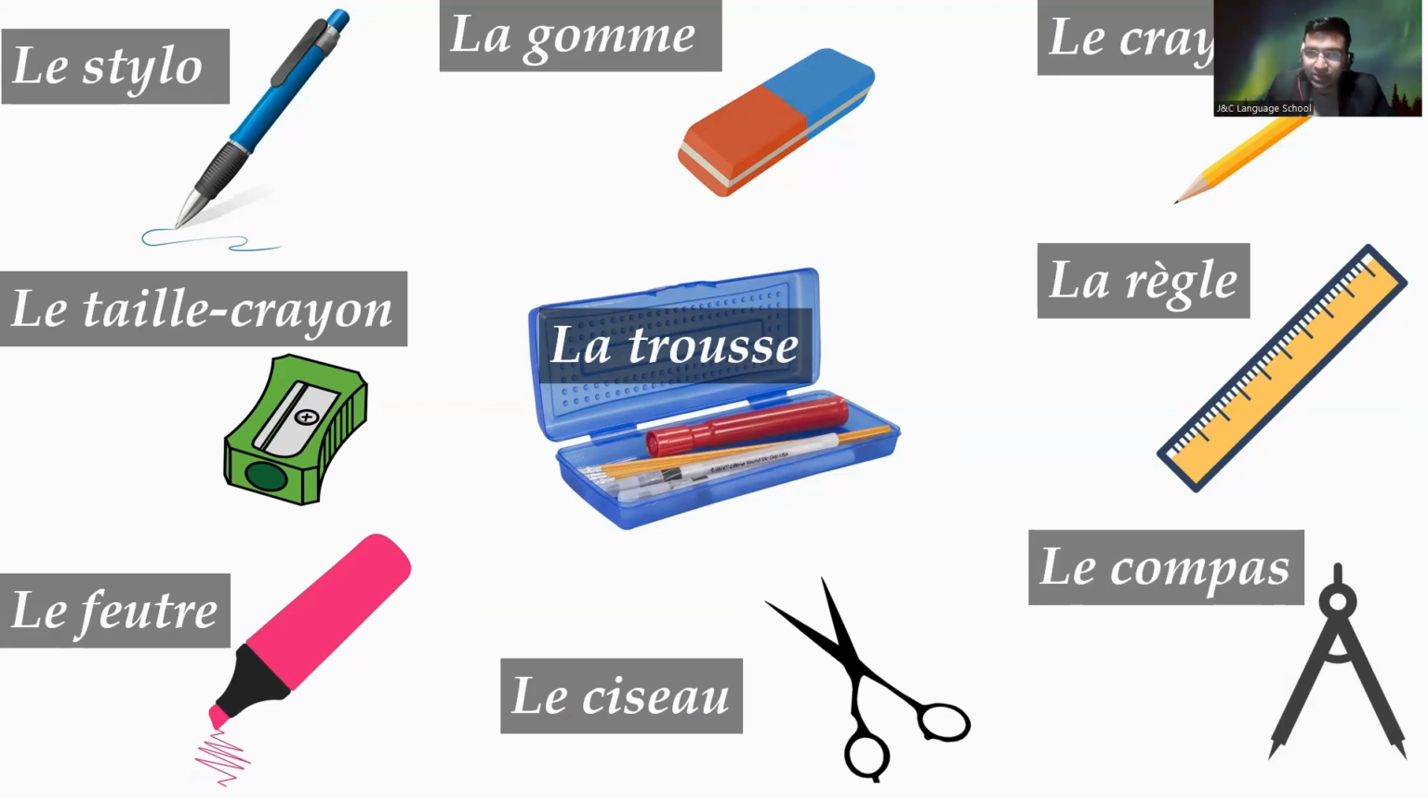I repeat these words once again. Listen to me carefully. La trousse, geometry box. Le stylo, the pen. La gomme, eraser. Le crayon, for the pencil. Le taille crayon, the sharpener. La règle, for the ruler. Le feutre, for the highlighter. Le ciseau for the scissor. Le compas for the compass.